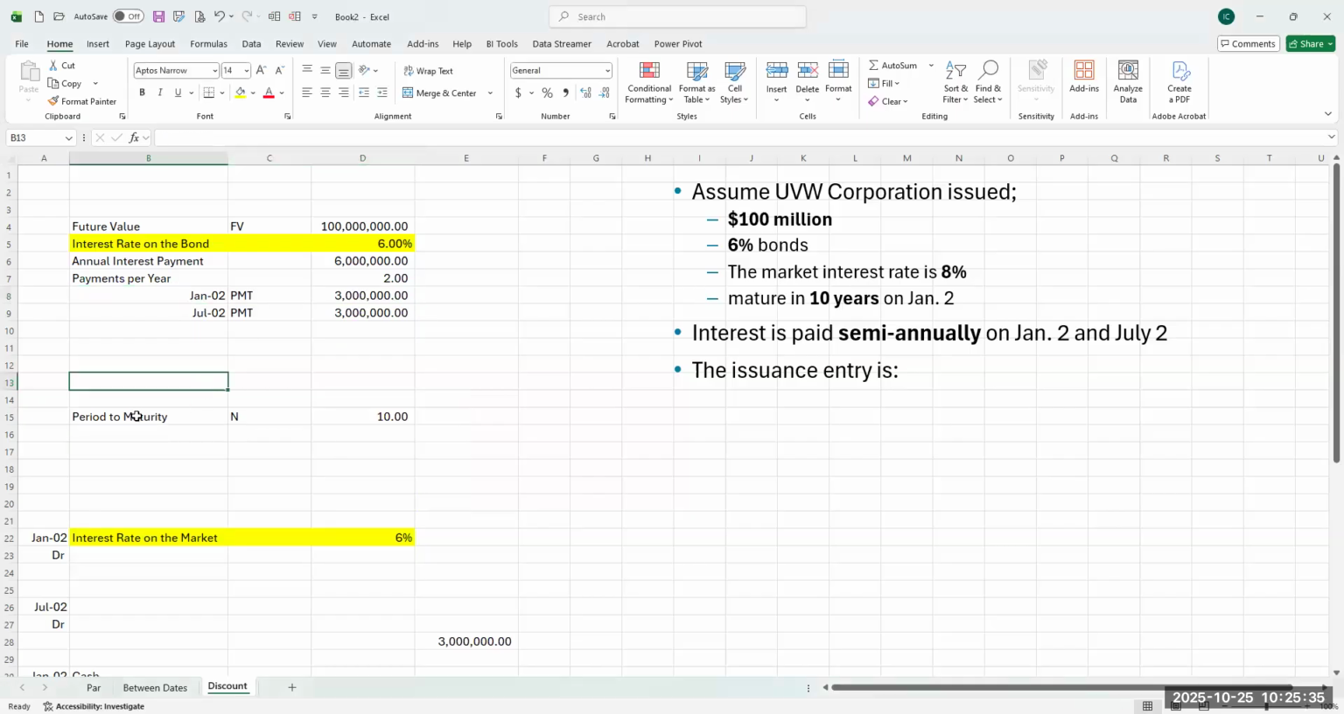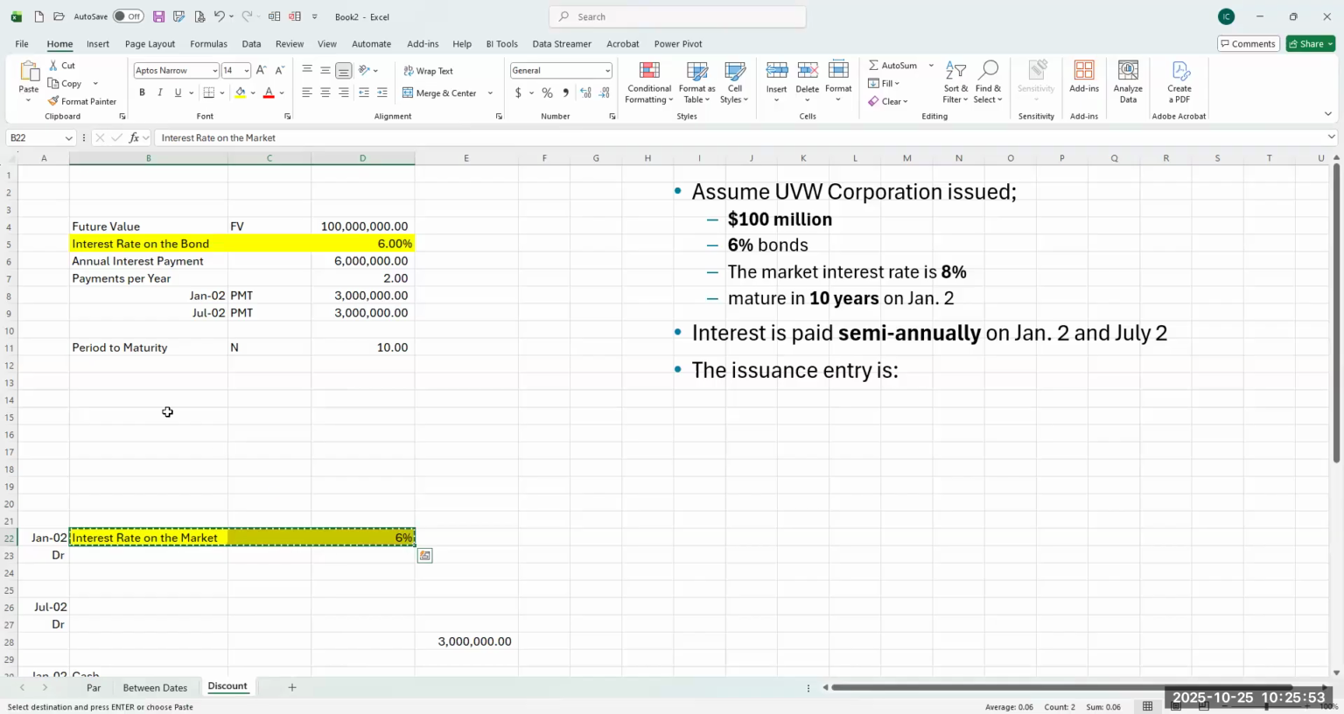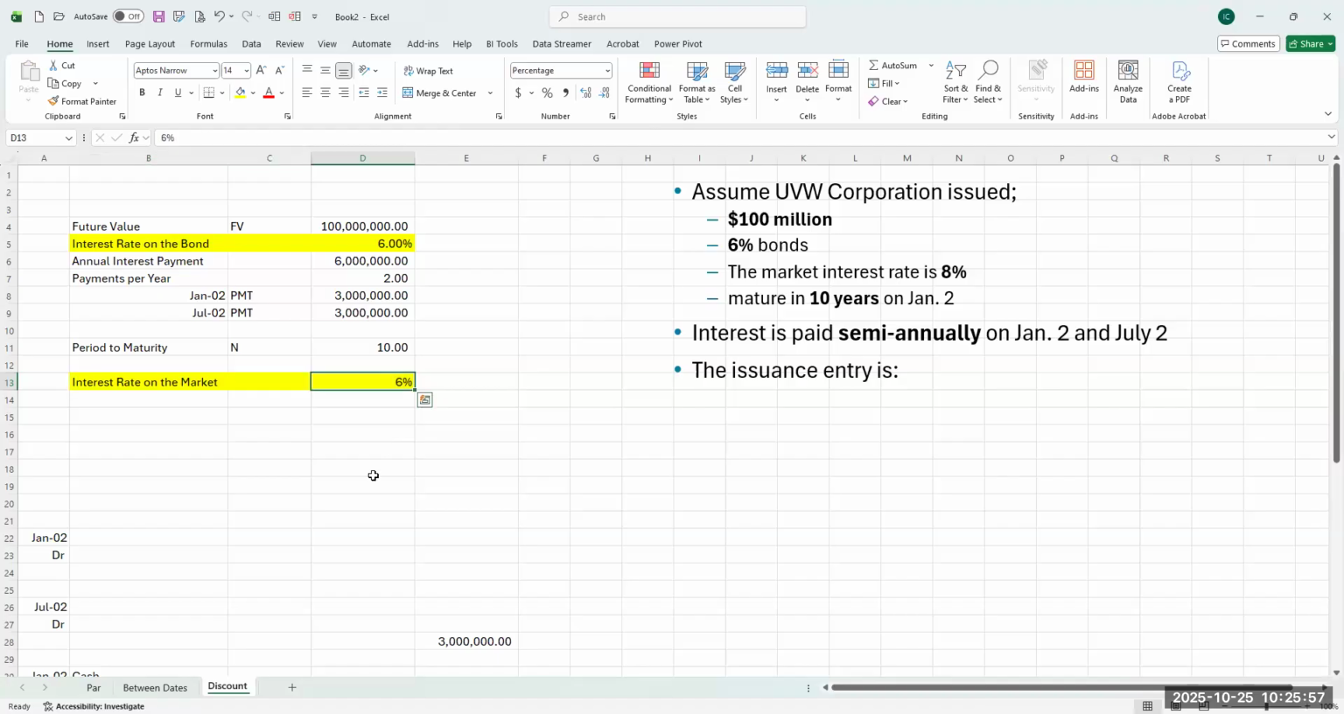Next thing is the period to maturity. When those bonds mature, they mature in 10 years. And the last thing that we need is the market rate. How much is the current market rate? And the current market rate, in our case, is 8%.